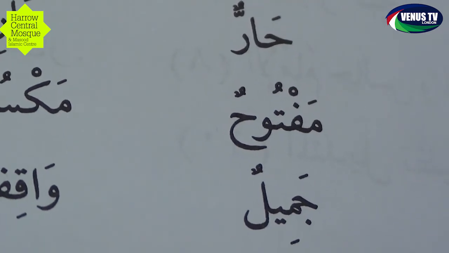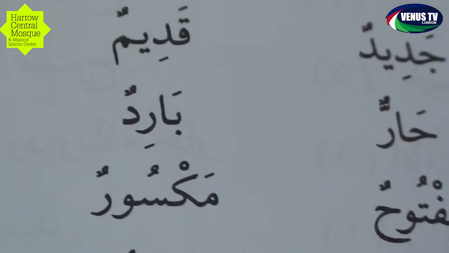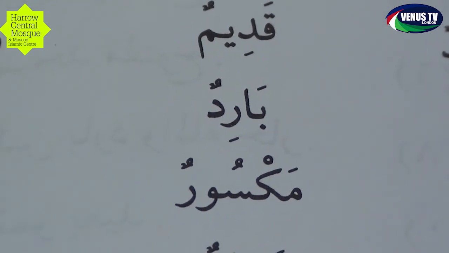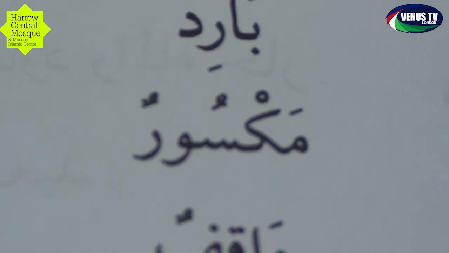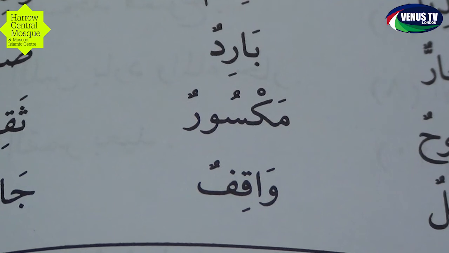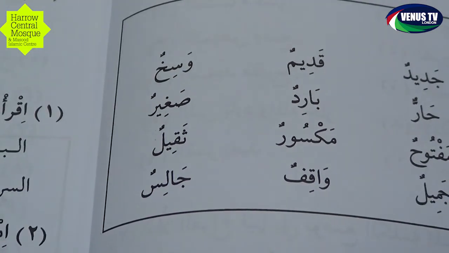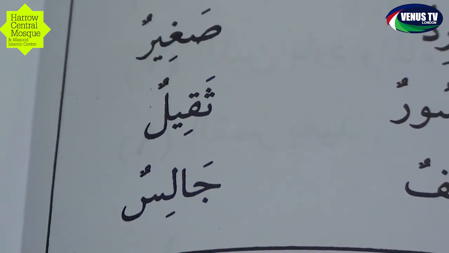Maftuhun means open. Jameelun means beautiful. Qadimun means old. Baridun means cold. Maksurun means broken. Waqifun means standing. Wasikhun means dirty. Saghirun means small. Thaqilun means heavy. Jalisun means sitting.